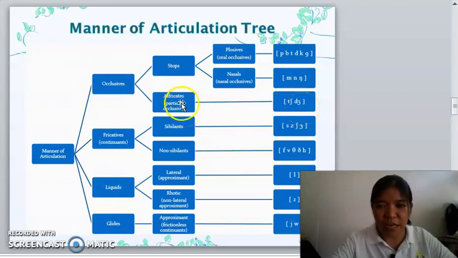So, as you can see, affricates, as I have told you a while ago, is a combination of stops and fricatives. So, when we produce the sound of ch, there is a friction first, and then there is an explosion, plosive and fricative, ch. And then also the sound of j. So can you determine the friction and then the sudden explosion? So that is affricate, the combination of plosive and fricatives.